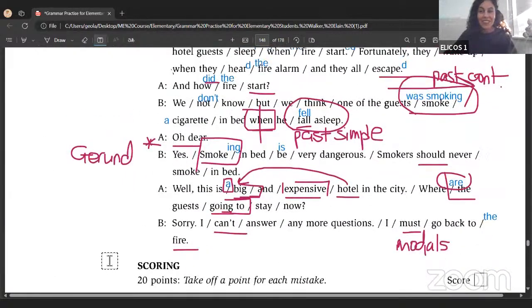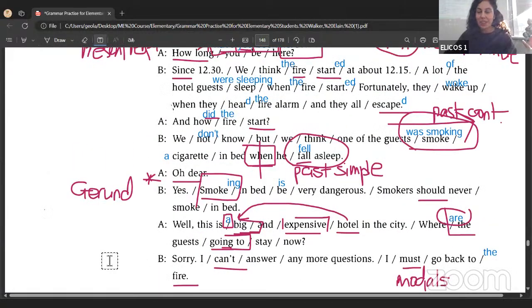Okay, so how did you go? You could see it was a conversation with a news reporter talking to the fireman at the time that this is happening. And you could see that he went to the past simple because he's saying what happened before the fire. And then he's talking about now, what is happening now.